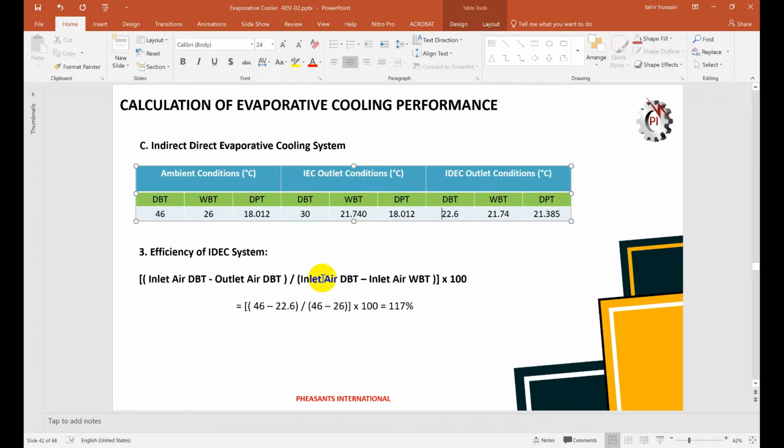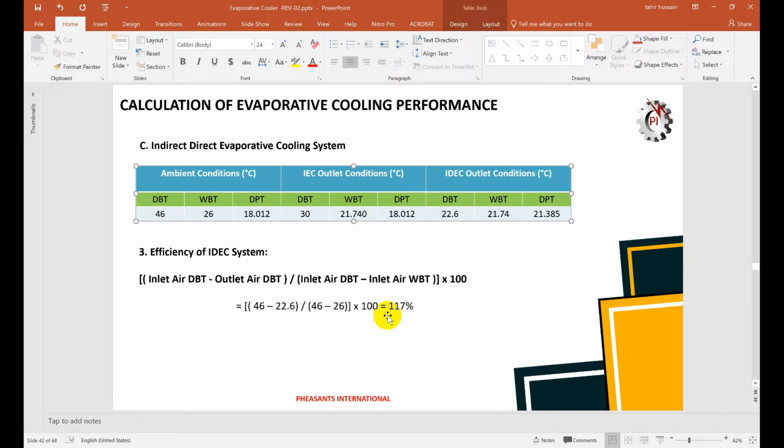Now we will see the efficiency formula. This is the formula we already saw in our last video. The inlet dry bulb ambient temperature was 46, and the final outlet temperature after the second stage was 22.6, then the ambient dry bulb and wet bulb temperature difference, 26, divided by 100. We got 117% efficiency.